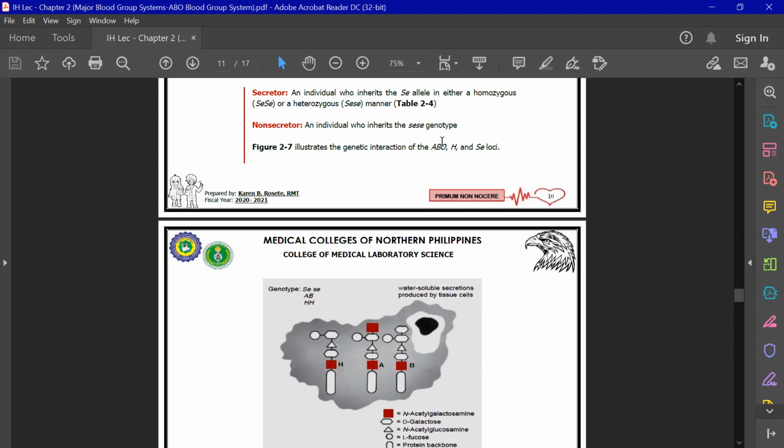Okay, uulitin ko na lang yung first part sa formation ng soluble substance, A substance. So in the formation of your A substance, we have the inheritance of your A gene along with your SE gene. Your A gene will now produce the protein N-acetylgalactosamine transferase, and that enzyme will add the N-acetylgalactosamine sugar to the H soluble structure, and that will now form your A substance.